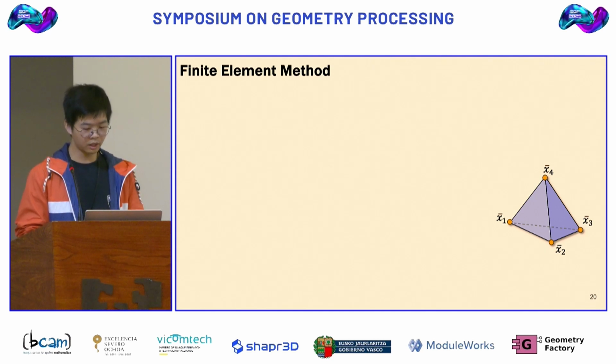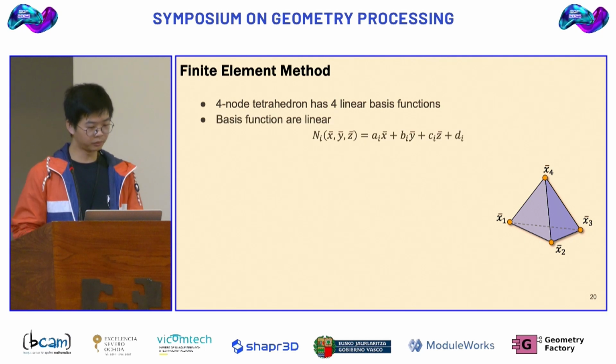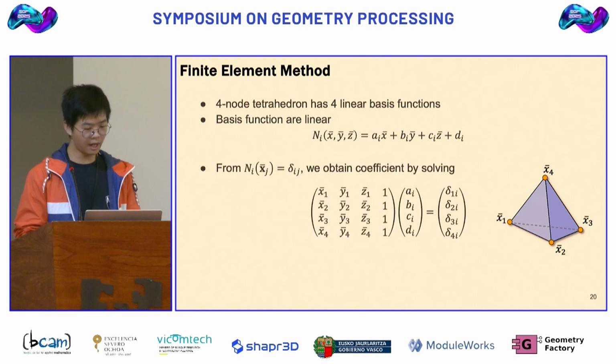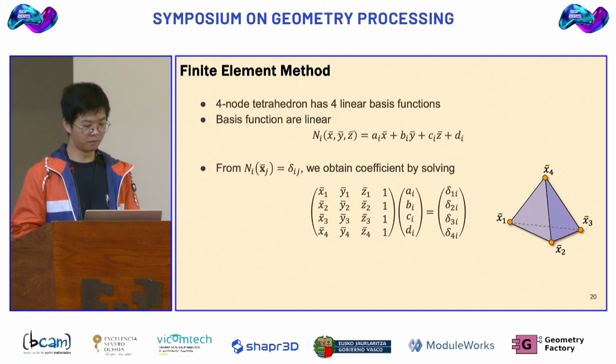So for a 4-node tetrahedron, as shown here, it has 4 linear basis functions. And each basis function is linear, as shown here. And since we want the value at the node to be exact at the corresponding node, each basis function is 1 at its own node and 0 at all other nodes. So we have this basis function equal to the delta function. And therefore, we can obtain the coefficients of the basis function by solving the following linear system.